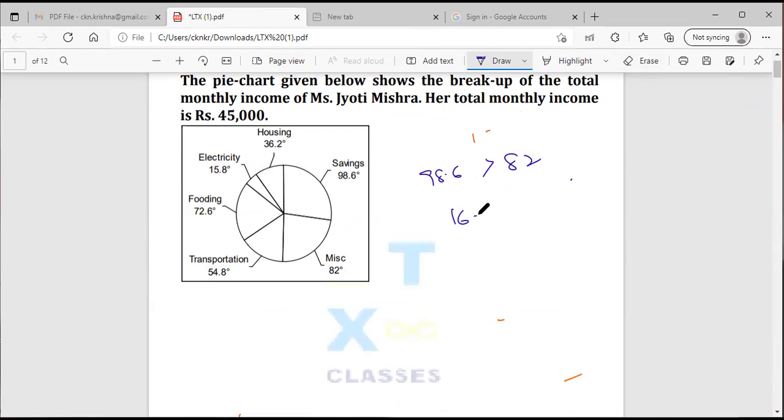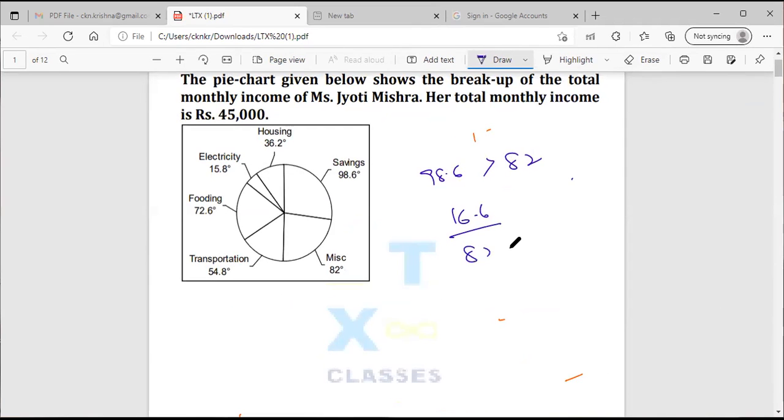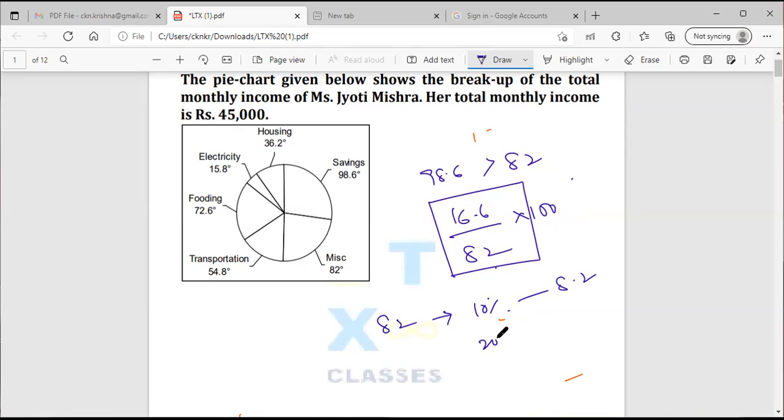It is more by 16.6 upon 82. All of you okay? I need to find what is 16.6 upon 82 into 100. I don't have time to do that. Take 82. We all know that 10% of this is 8.2, 20% of this is 16.4. The value is going to be 20%.